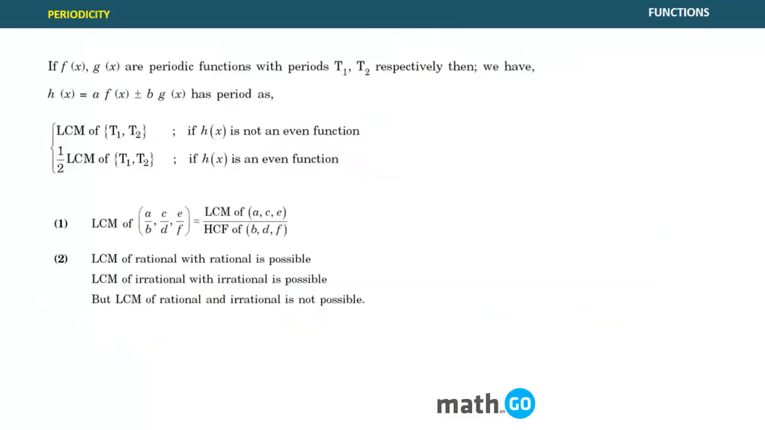If we also want to talk about how you find the LCM of A/B, C/D and E/F, please remember the formula. The LCM of fractions is the LCM of the numerators divided by the HCF of the denominators. Remember it like this: LCM of numerators divided by HCF of denominators. This is how you have to remember this property. Let's try and build this up in particular questions.